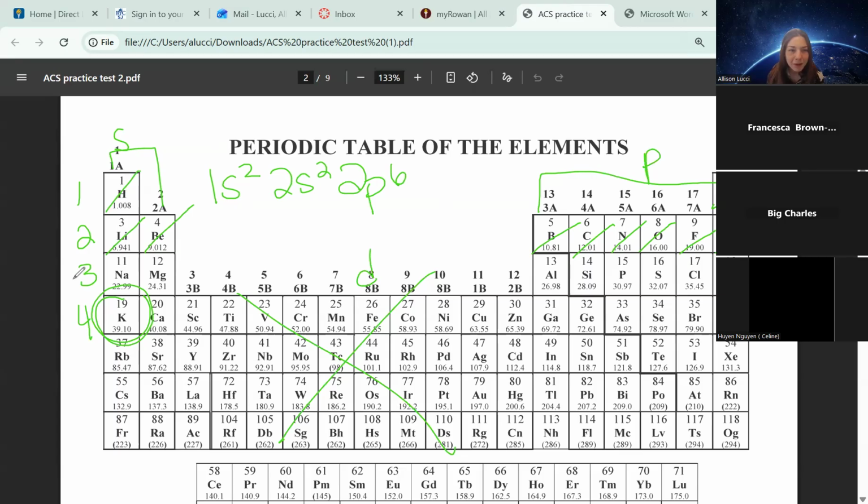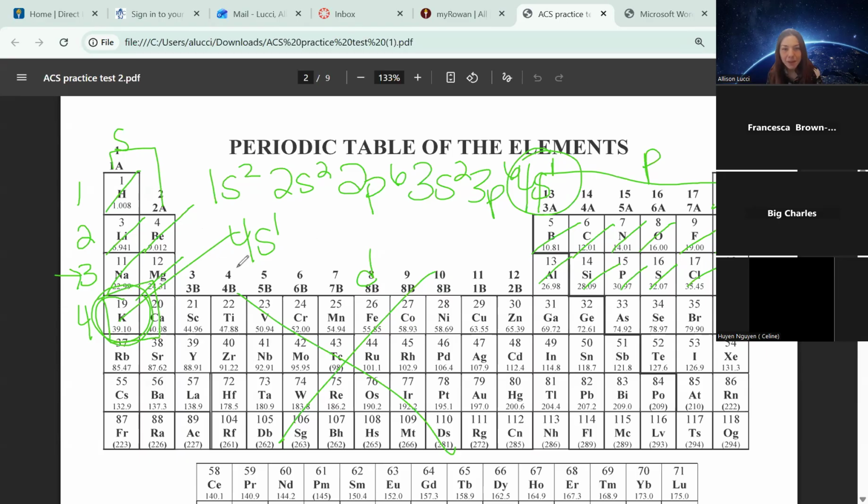Let's keep going. Now we're in period 3, so I'm in 3s2. That knocks out up to magnesium. And then I'm in 3p, 1, 2, 3, 4, 5, 6. All right, 3p6 gets me through to argon, and then potassium, I'm going to end with 4s1. And that makes sense, right? I'm in the fourth period, the fourth row. I'm in group 1 territory here.